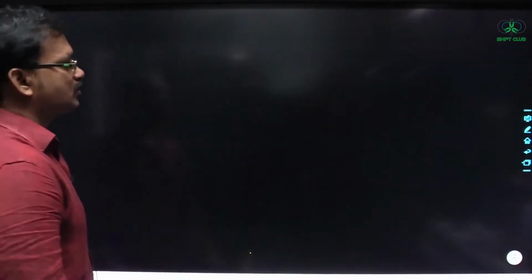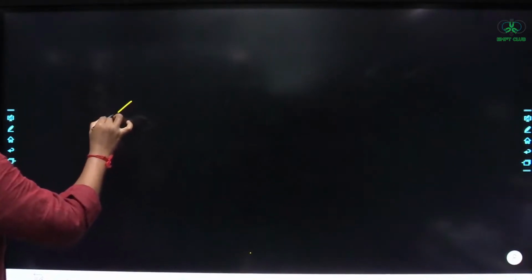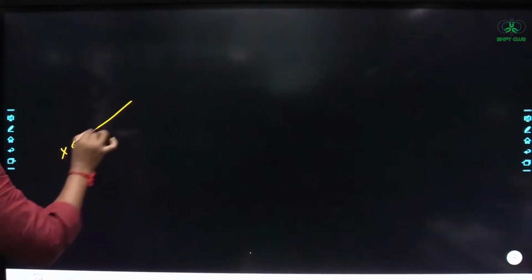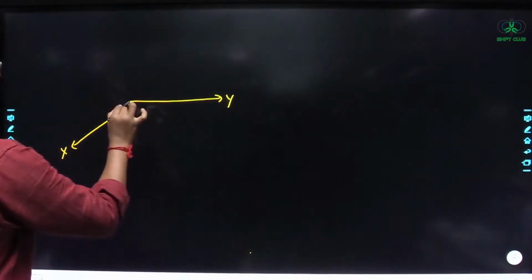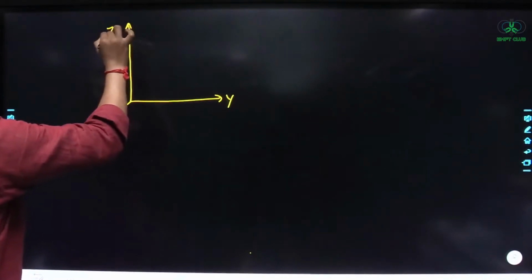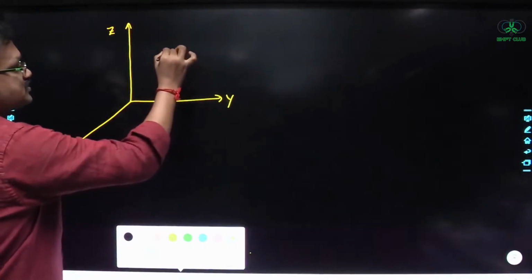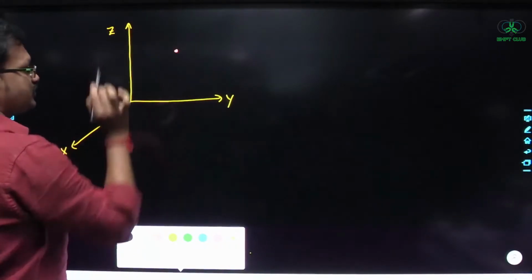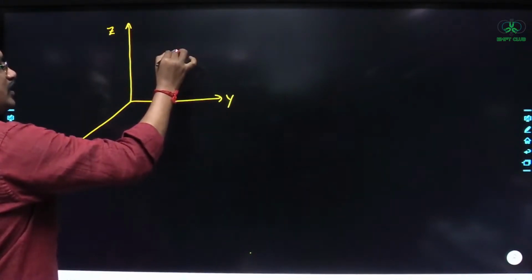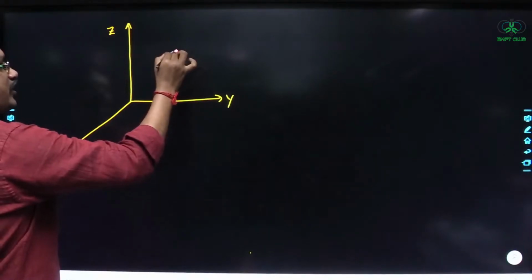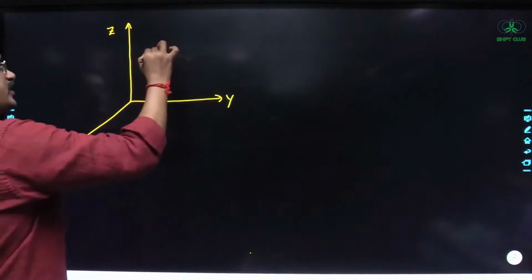See here, if I consider rectangular coordinate system here, let us say this is x axis and this is y axis and this is z axis. If I represent some point here, the direction of ax cap at this point will be always parallel to x direction.